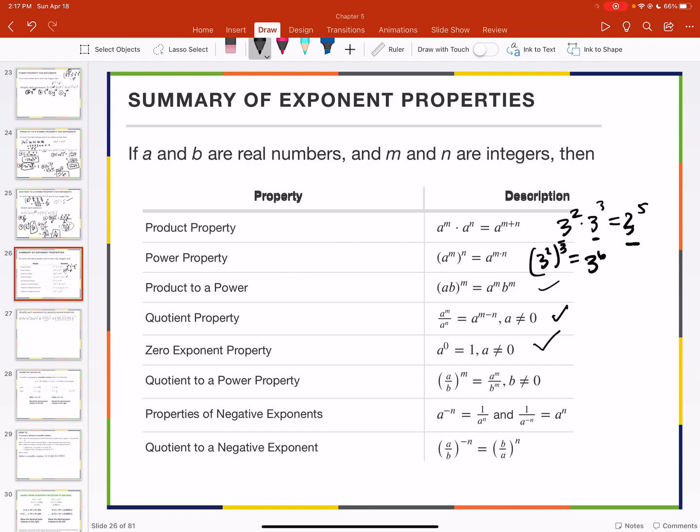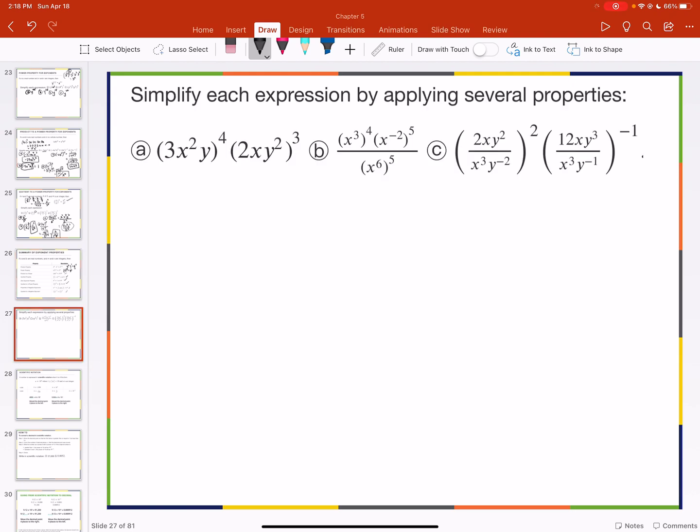Anything to the 0 power is equal to 1, okay? You can distribute to a quotient as well. Anything to the negative power is the reciprocal of what it is, and that's for both of these. Okay, so now that we know all of this, we get to use them to simplify stuff. So let's do a couple of these.